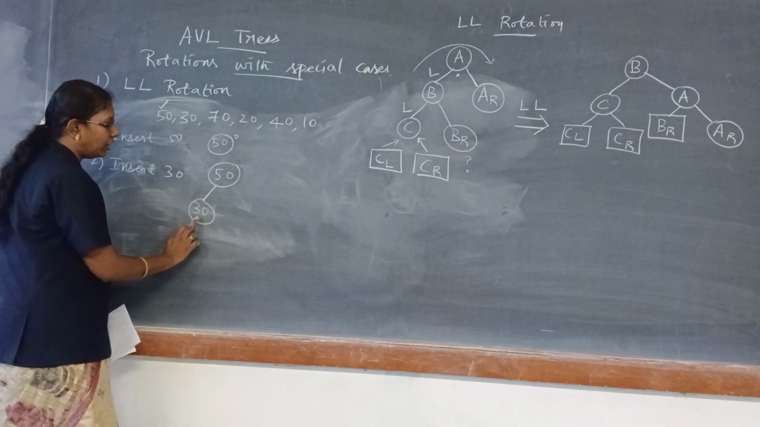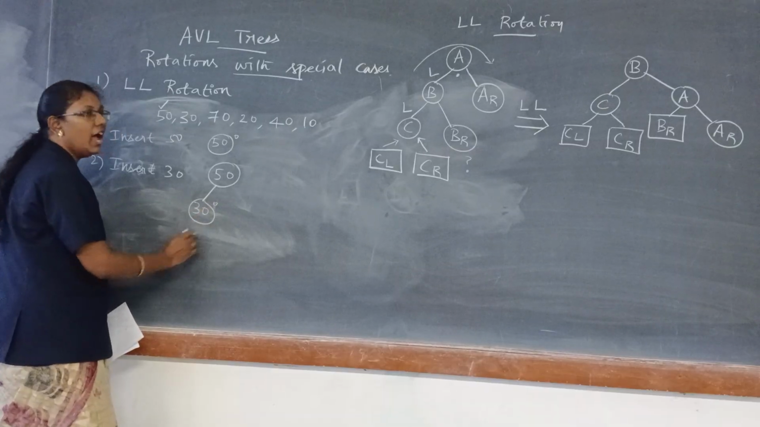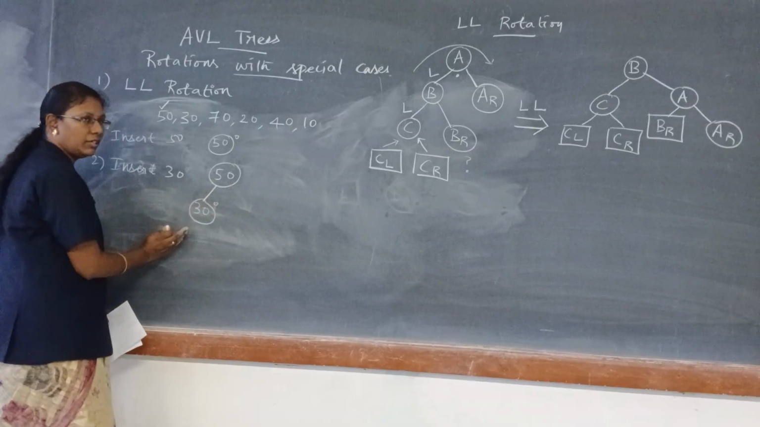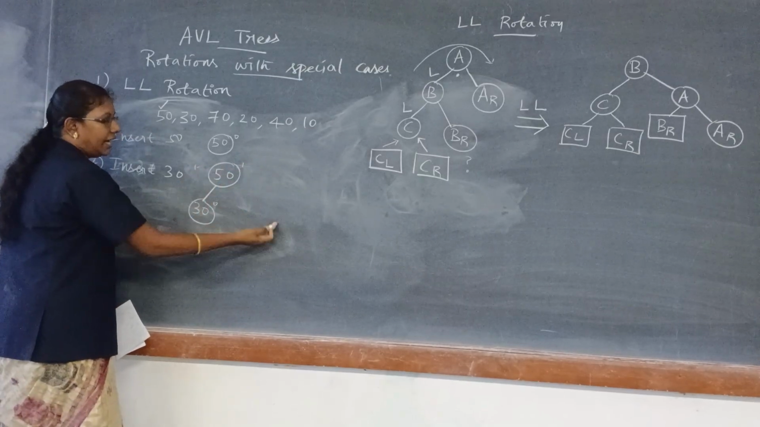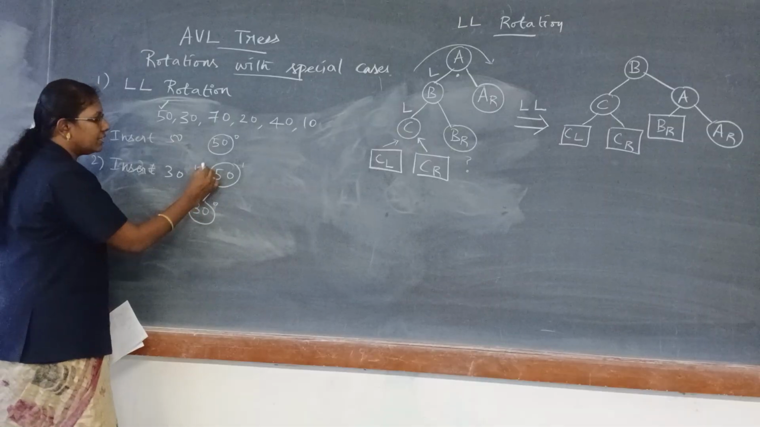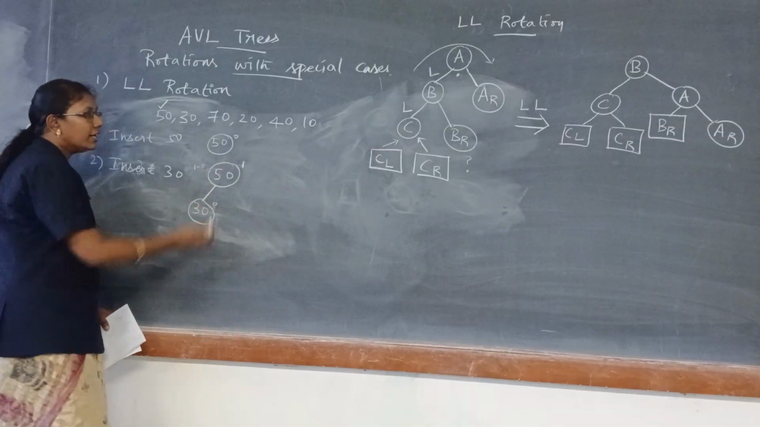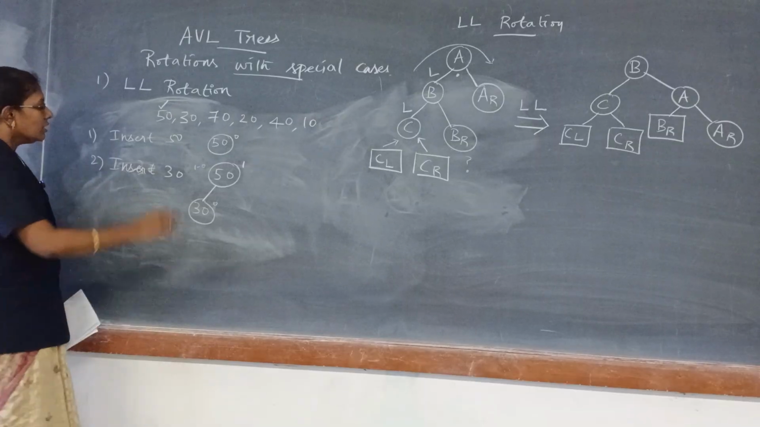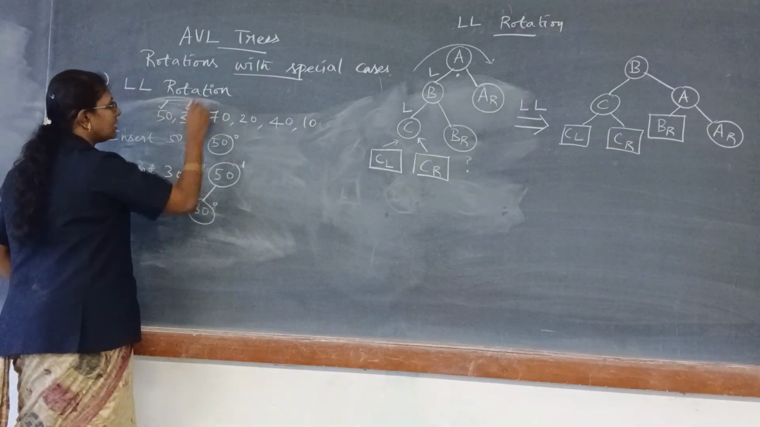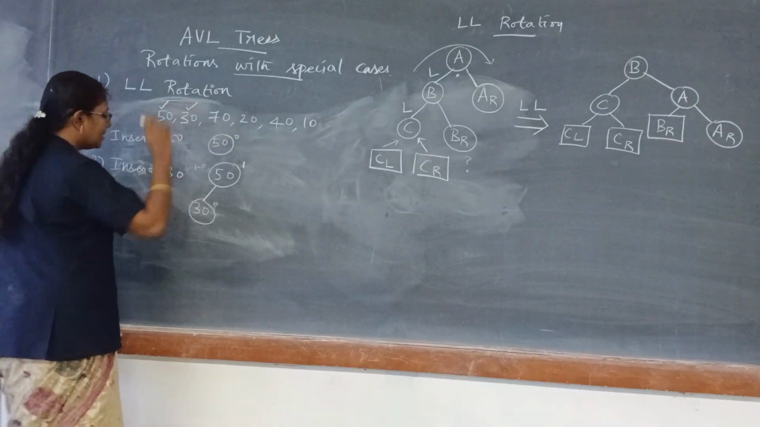So the balance factor for 30 is 0 as it is the leaf node, and for 50 the left subtree's height is 1. So 1 minus the right, there is no right child, so it is 0. So 1 minus 0 is 1 here. Till now there is no imbalance occurred in the balance factor.